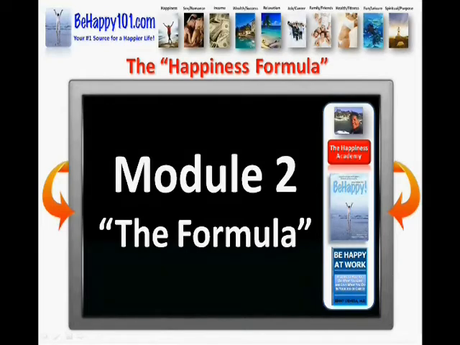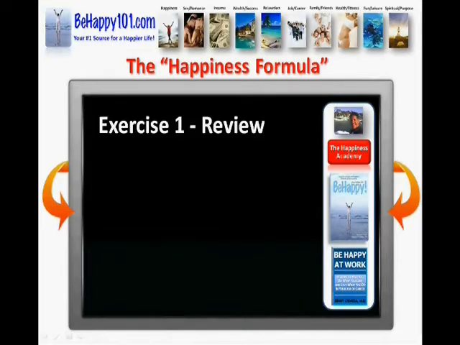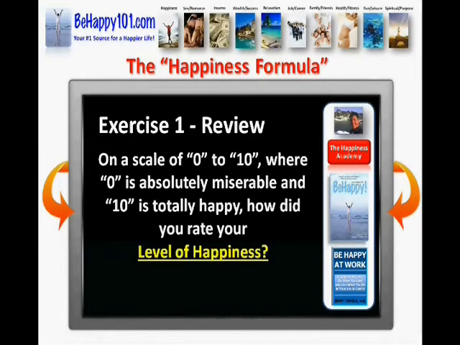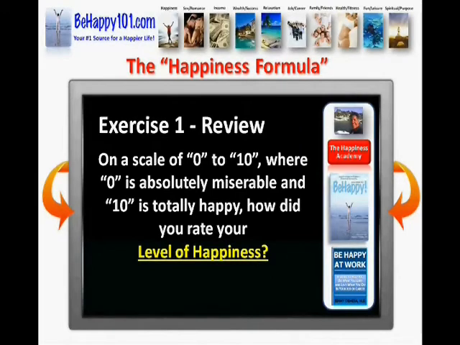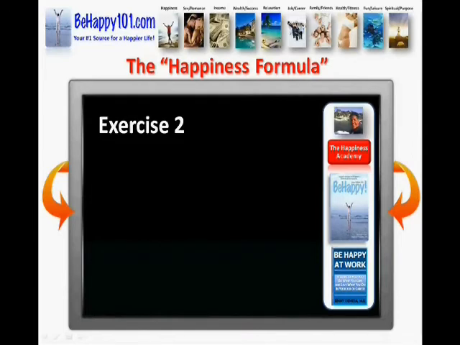So let's review Exercise 1 first, which was, on a scale of 0 to 10, where 0 is absolutely miserable and 10 is totally happy, how did you rate your level of happiness? Did you do it? If not, please do it now. 0 to 10, how happy are you? And if you did do it, great.